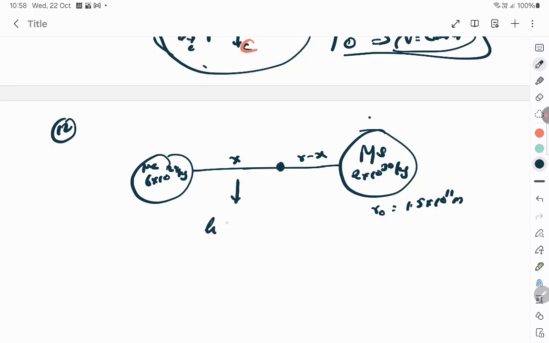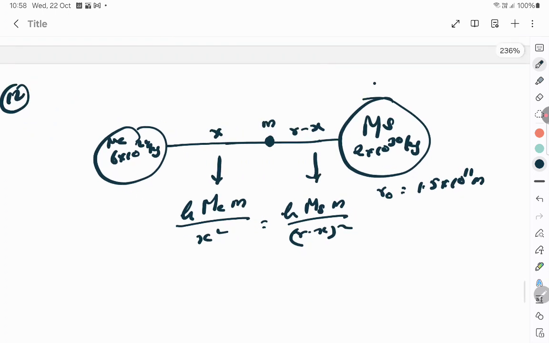Gravitational force is G into mass of the Earth. Let's consider a small rocket mass m. G into mass of the Earth into small m by x square is equal to G into mass of the Sun into small m by r minus x the whole square. This force and this force are going to get cancelled for the net gravitational force to be 0 on the rocket. M and M get cancelled, G and G get cancelled. Therefore it's mass of the Earth by mass of the Sun is equal to x square by r minus x the whole square.